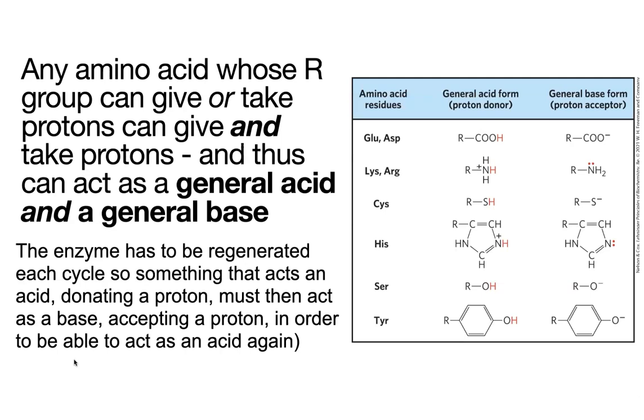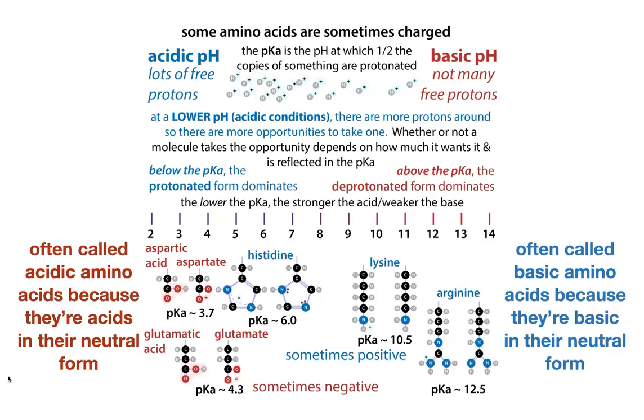When we talk about a general acid or a general base, this is not referring to what we typically classify as the basic or the acidic amino acids. Yes, those ones can participate, and you can have the basic ones acting as acids and the acidic ones acting as bases. But when we call something basic or acidic in the context of classifying amino acids, we do that because we're referring to how they act in their neutral form.